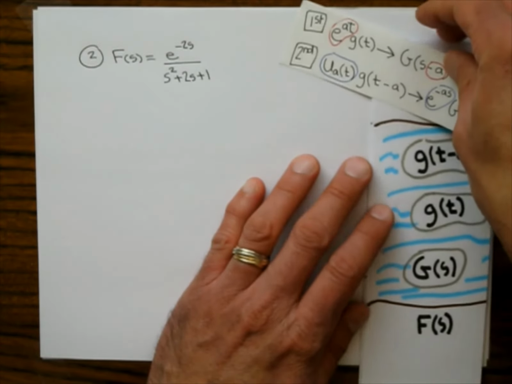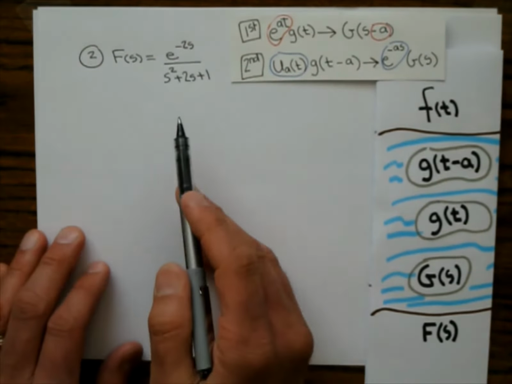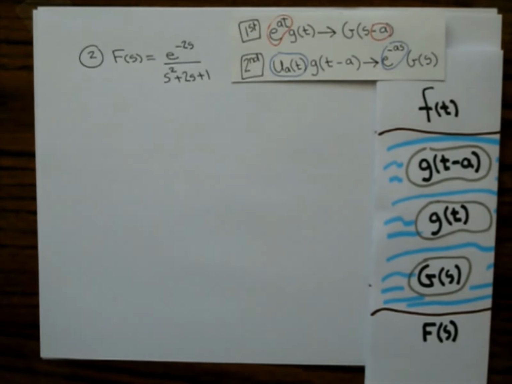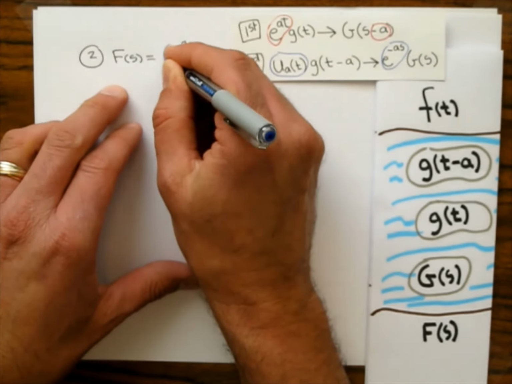Okay, so let's move this down. We'll go like that. Okay, so there it is. What am I going to do with this? And hopefully this is coming out all right. I don't want it to be blurry because some of the paper's popping up. Okay, I see the e to the negative 2s, so I know I'm doing a second shifting theorem.